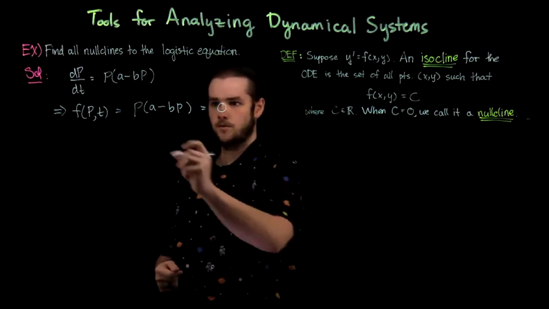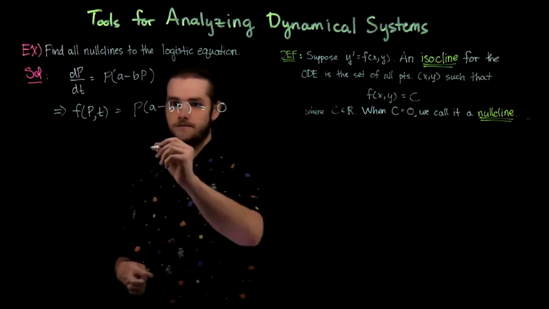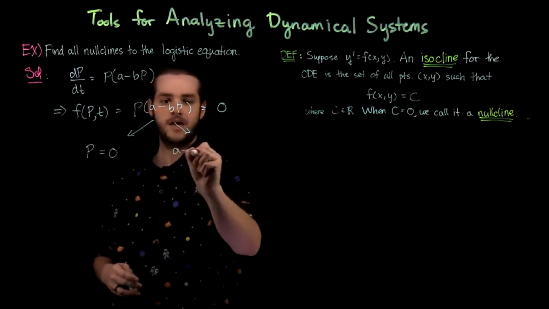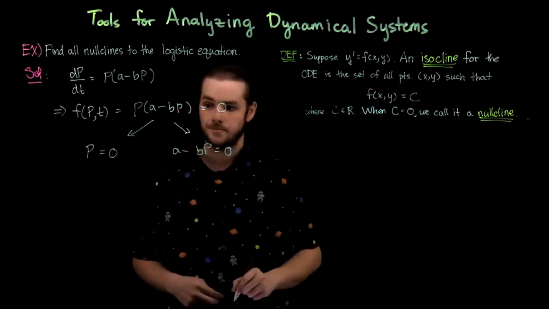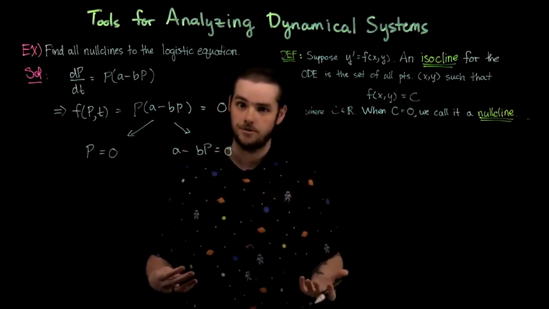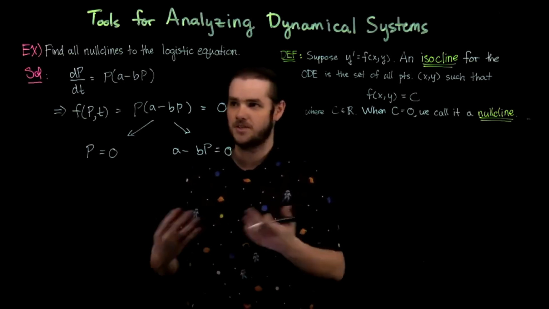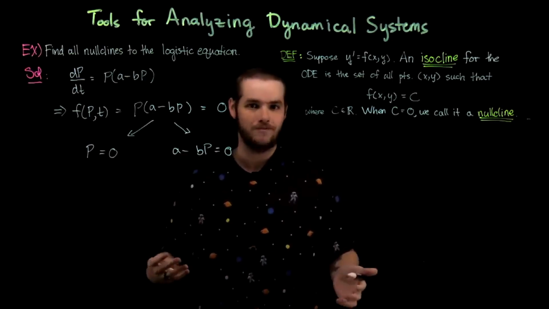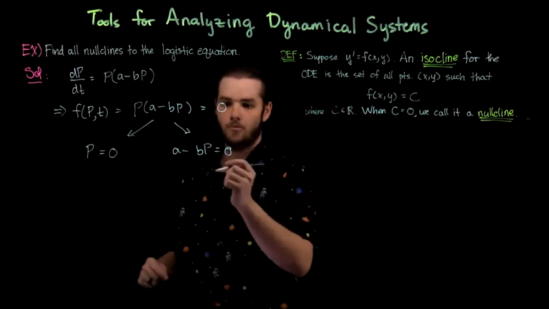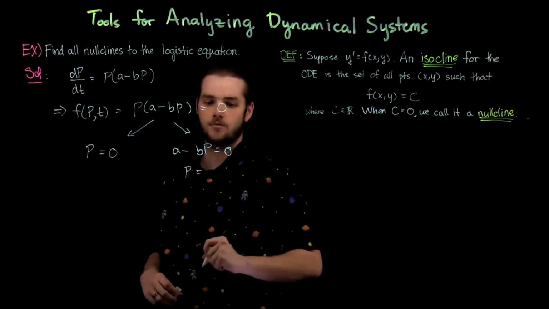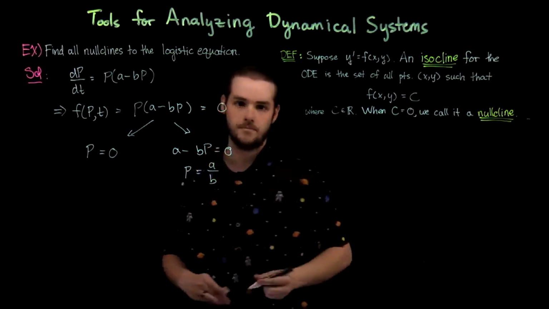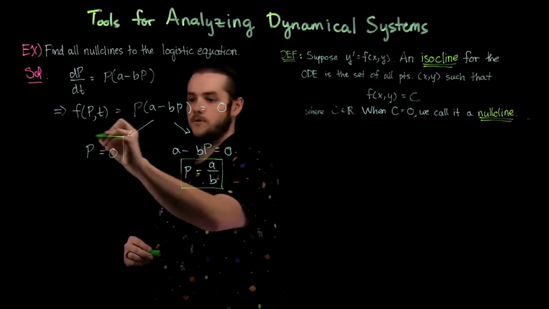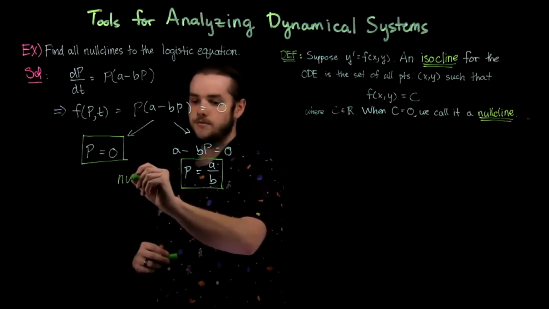So let's look. Well, that's a pretty simple algebraic equation to solve. My zero product property tells me either P is 0 or a minus bP is equal to 0. This solution we call the trivial solution because, of course, if I just put 0 in for P and t everywhere, 0 equals 0. That's trivial. Over here, this is non-trivial, though. When I solve for P, I get that P is equal to a over b. So these are nullclines for the logistic equation.